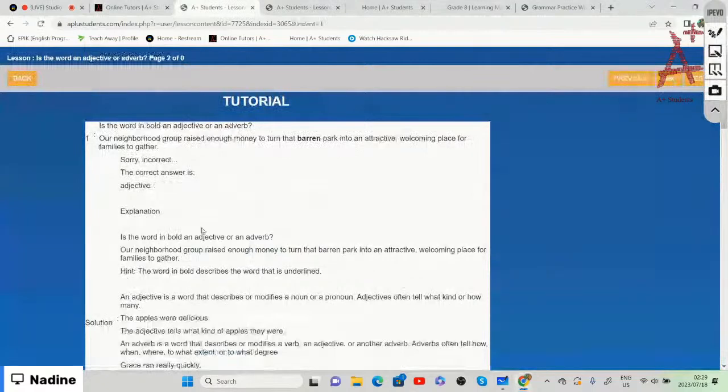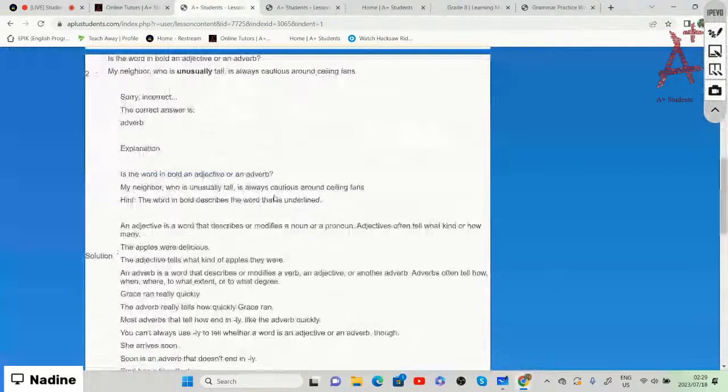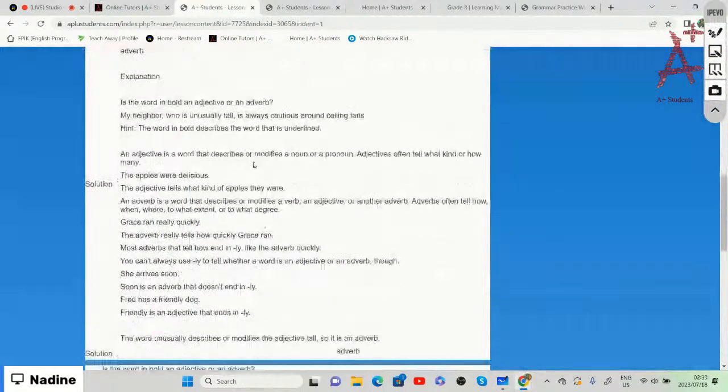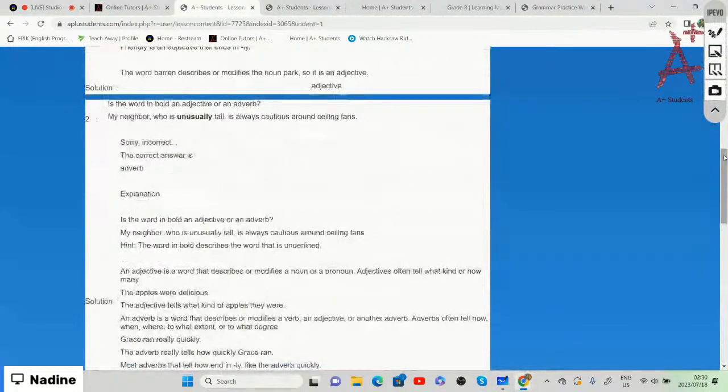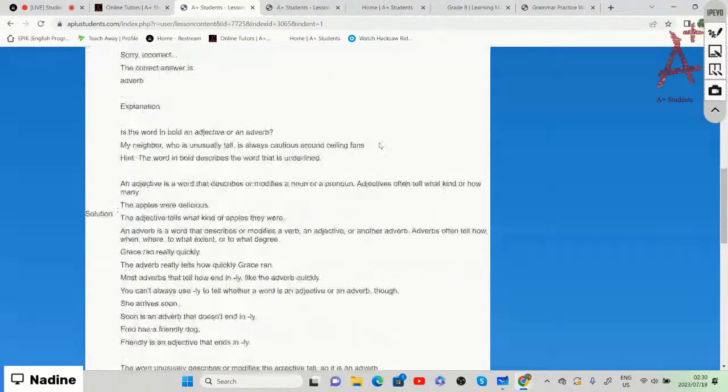All right, we're going to the next one. My neighbor who is unusually tall is always cautious around ceiling fans. Unusually tall.